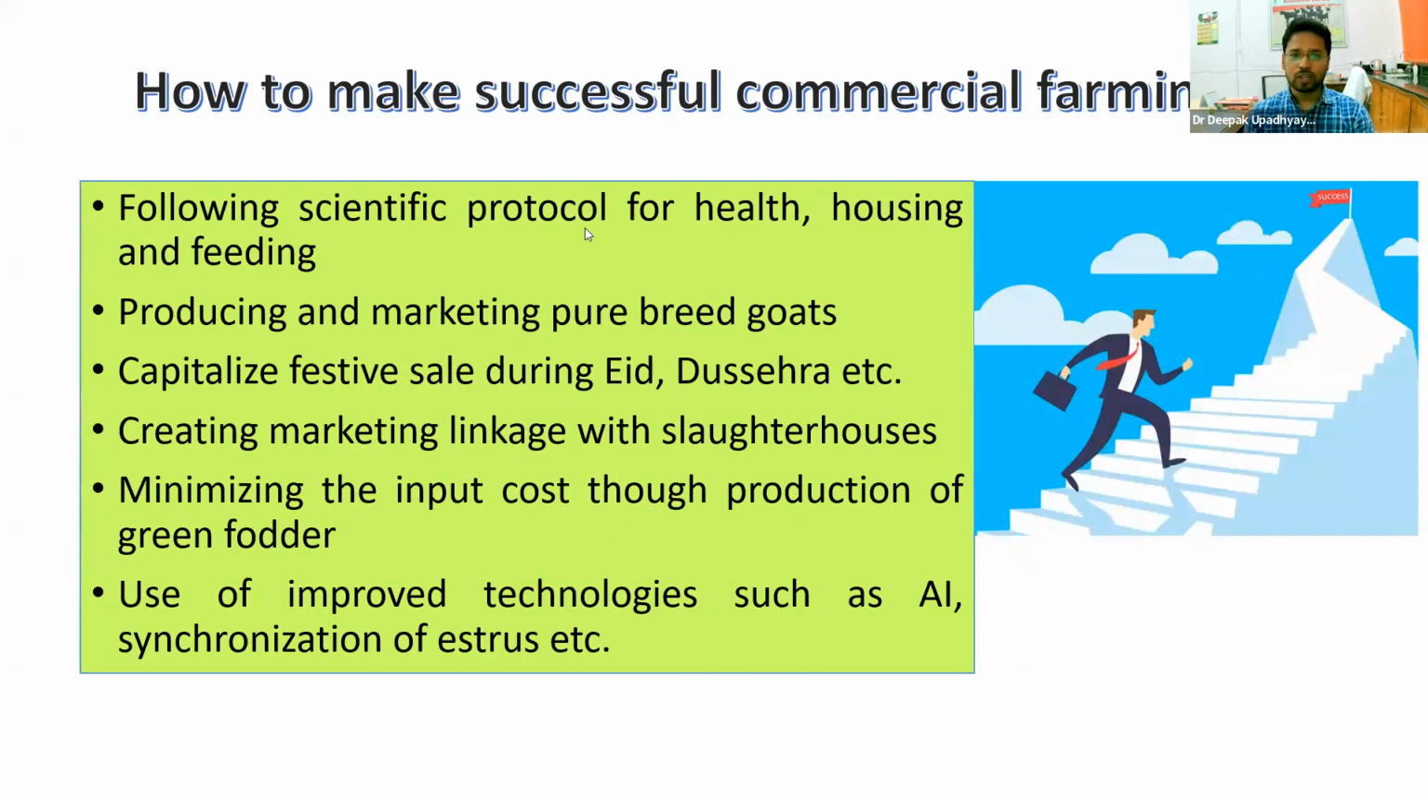So you have to follow the scientific protocol for health, housing, and feeding. Producing and marketing pure breed goats may be a good idea for becoming successful. Capitalize on the festive sales during Eid and Dussehra. Create market linkage with some slaughterhouse or market, and minimize the input cost through the production of green fodder. Use improved technology. Synchronization can give you more profitability, and any other technique, if available, you can use to make your farm successful.